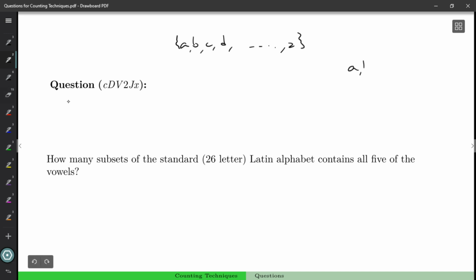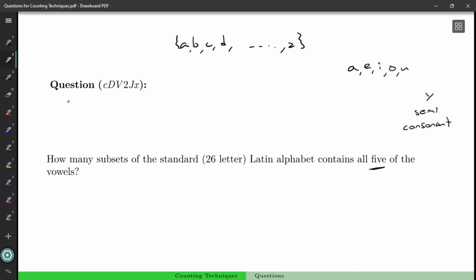A, E, I, O, and U. Some people will say, what about Y? Y is technically not a vowel. It is something called a semi-consonant. And I looked it up before I made the question, just so that I'm completely accurate. So A, E, I, O, and U are our vowels.